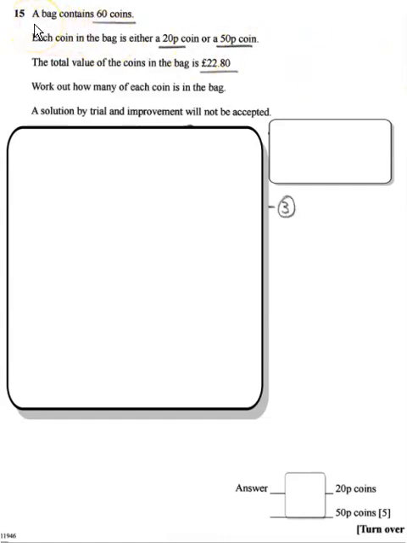Question 15 is a simultaneous equation question. A bag contains 60 coins. Each coin in the bag is either a 20p coin or a 50p coin. The total value of the coins in the bag is £22.80. Work out how many of each coin is in the bag. A solution by trial and improvement will not be accepted. So this one's a simultaneous equation.